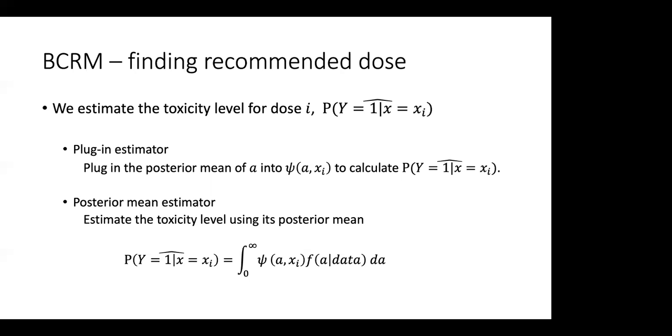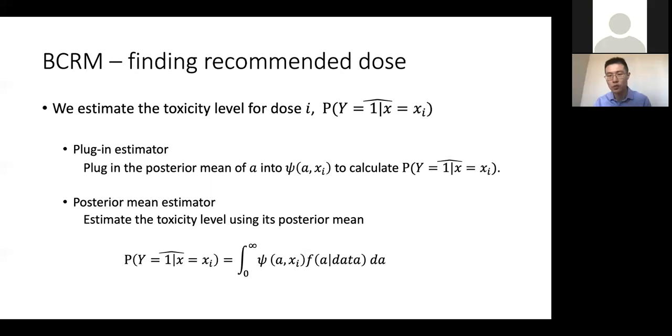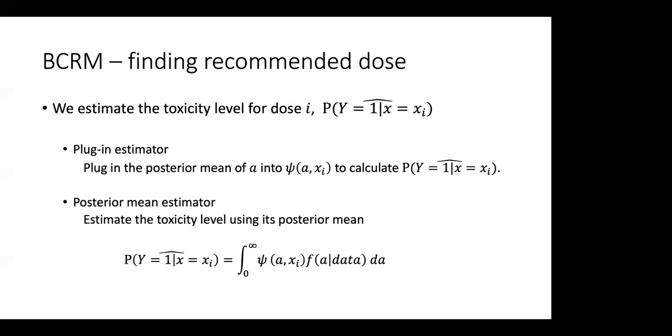But computationally, it's easier to do the plug-in estimator, right? Because we only have to do one numerical integration to get the posterior mean of alpha. But if we're going to compute the posterior mean of the toxicity level for each of the dose levels, then we need to do like 3 or 4 or 5 numerical integrations. That's computationally more expensive. So in many software, the default setting is to use the plug-in estimator. Okay.